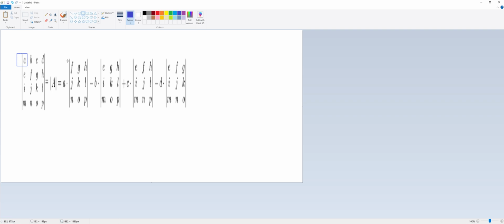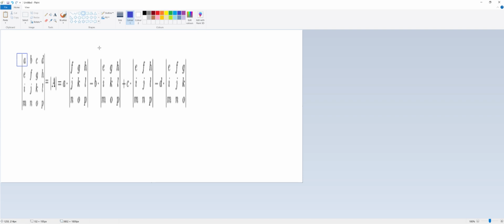But don't forget, this is the determinant of this matrix. Okay. Now, calculating the determinant of this matrix, which is a 3 by 3, would require us to go back one step.